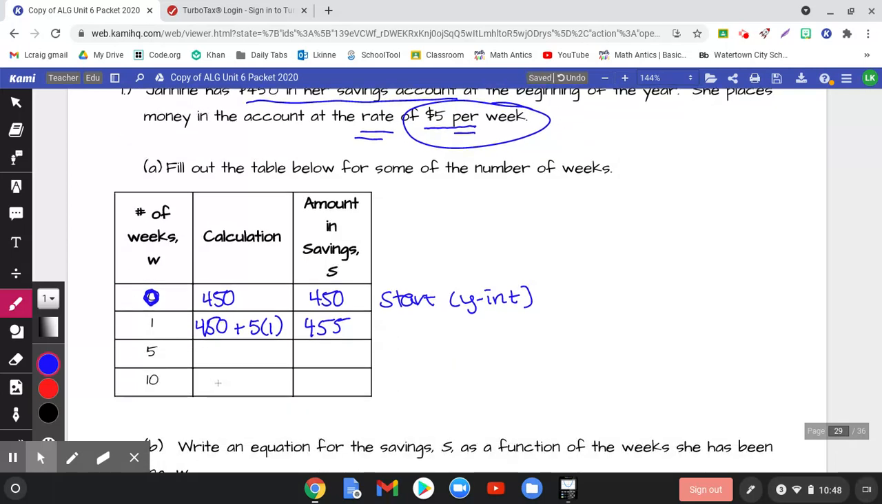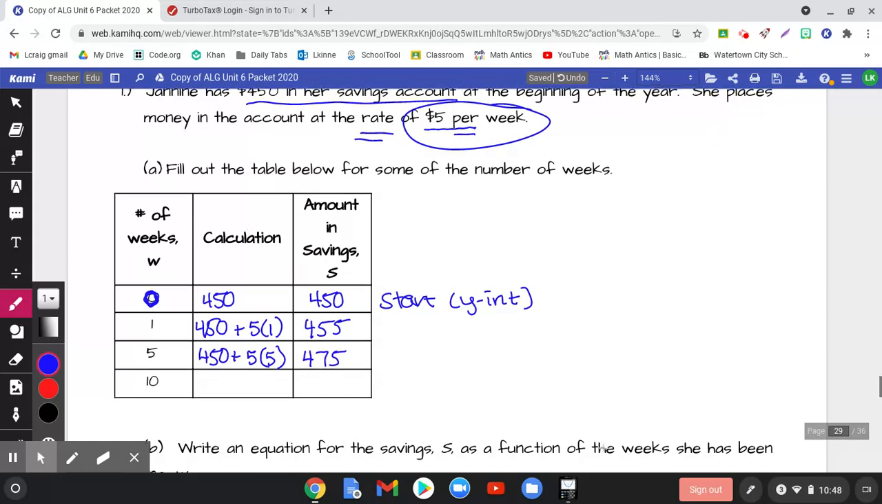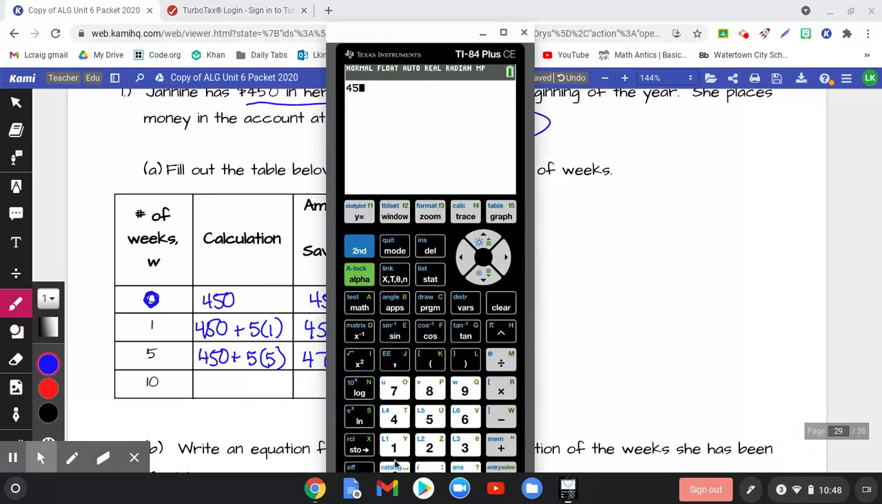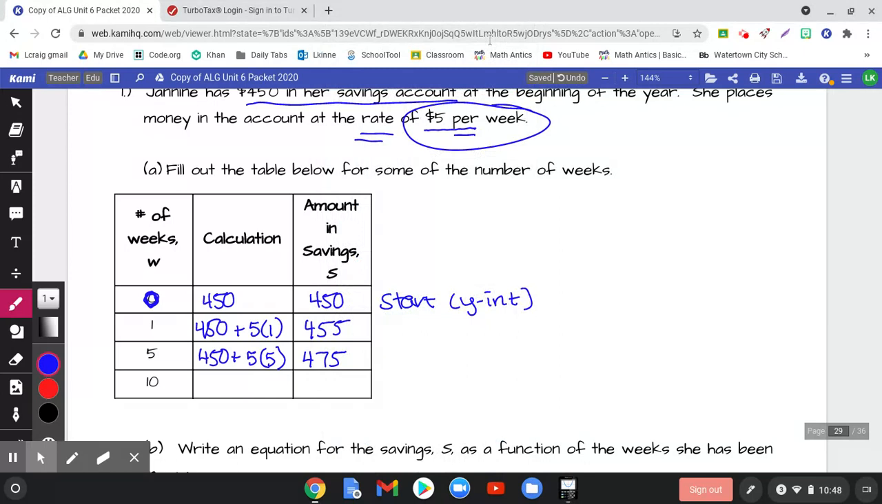After 5 weeks, she has the $450 plus she gets $5 for each week times 5 weeks, that's $25. So now she's up to $475. Some of those you can do in your head, but if you just type that in, 450 plus 5 times 5, that's all you have to do, 475. Finally, if 10 weeks have passed, she's got the $450 initially, plus $5 times 10 weeks, that's $50, which puts her up to an even $500.